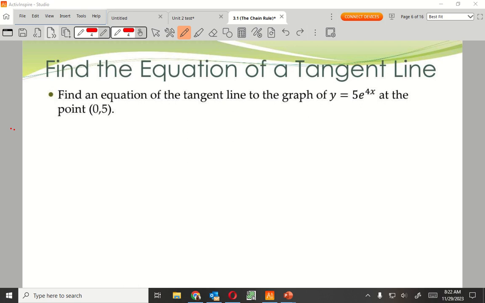I'm going to say that my u, 4x, is my u, right? u prime is 4. And now I rewrite my original. So it's going to be 5e to the u, right? Say yes.